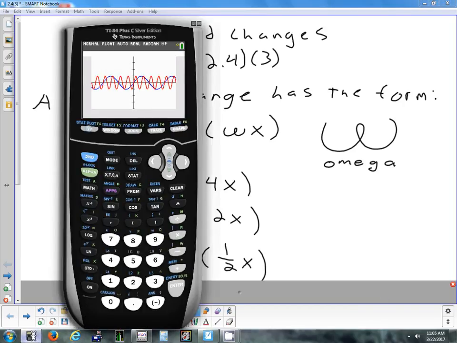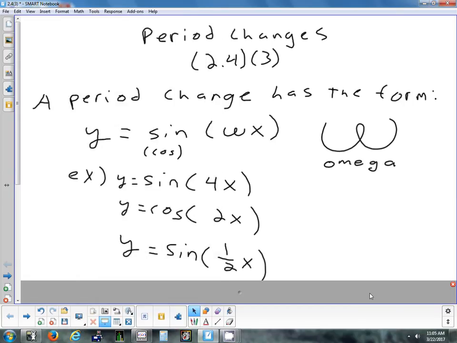If I graph 8x, compared to the one I just showed you, this is going to be compressed even more. It might be hard to tell because it's just compressed so much. But what's happening is, for every 1 cycle in the original, you're getting 8 cycles in the one in red now. It's going up and down 8 times. It's kind of hard to see it, but it is. All right, 2x wouldn't compress it as much. It would compress it a little bit.